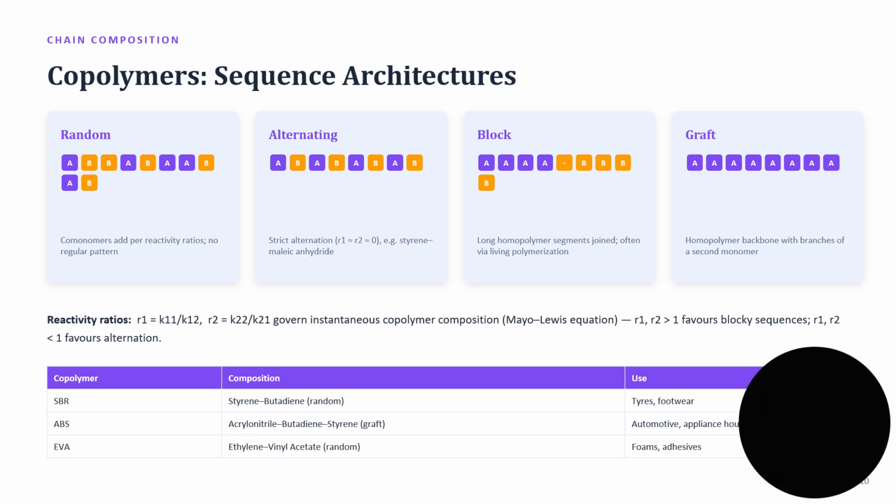Industrially, this matters enormously. SBR, styrene-butadiene rubber, a random copolymer, is what your tires are made from. ABS, acrylonitrile butadiene styrene, a graft copolymer, gives you the tough plastic housing in automotive and appliance parts, and EVA, ethylene vinyl acetate, shows up in foams and adhesives.